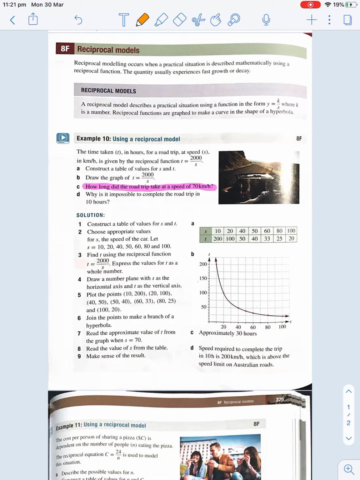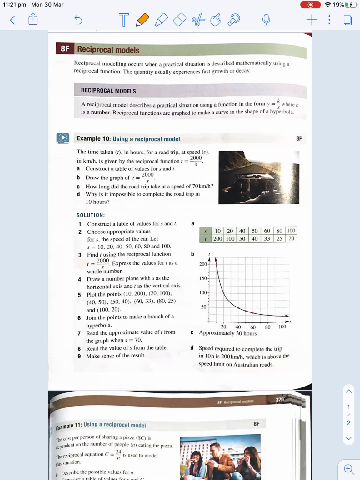Now you've got two ways of doing this for the 70. You can use the graph. So here's our 70, and you can go across, and then you can estimate using your graph. But that's not the most reliable way of doing it. The most reliable way to figure out for a speed of 70 kilometers is to change your s to 70. So if you do 2,000 divided by 70, you're going to get a perfect answer for your time. And remember, the time is in hours, so you've got to make sure you use those units.